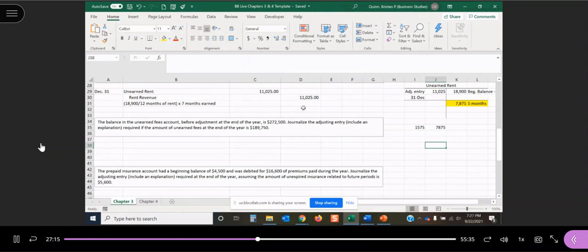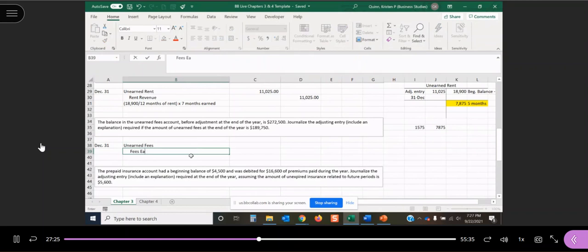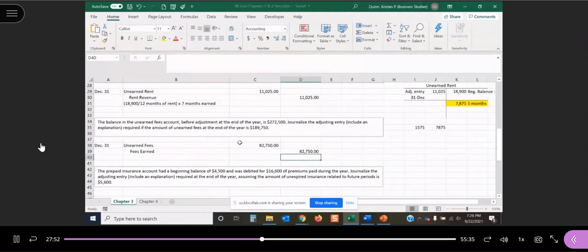Remember, we always journalize what we've earned. So we're going to do our calculation here. So we have unearned fees. My liability account is going down. Fees earned is increasing. So I originally owed $272,500 in services. I still owe $189,750 in services. So that means during this period of time, I've earned $82,750 in revenue.